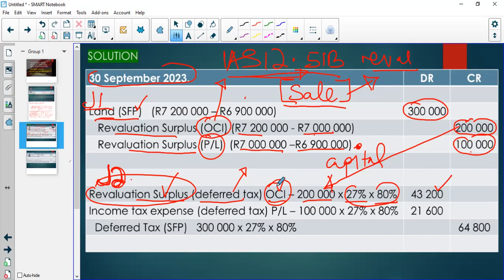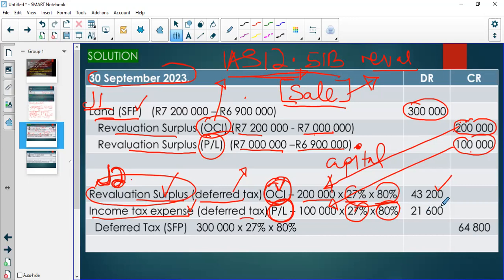We recognize this under other comprehensive income because that movement has been recorded under other comprehensive income as well. And then the other debit is to debit the income tax expense for that deferred tax that arises, that is recognized in the profit or loss. This amount of 100,000, because this is going to be recovered through sale, we're going to account for it using the inclusion rate of 80%. The presumption is that we will recover that through sale.